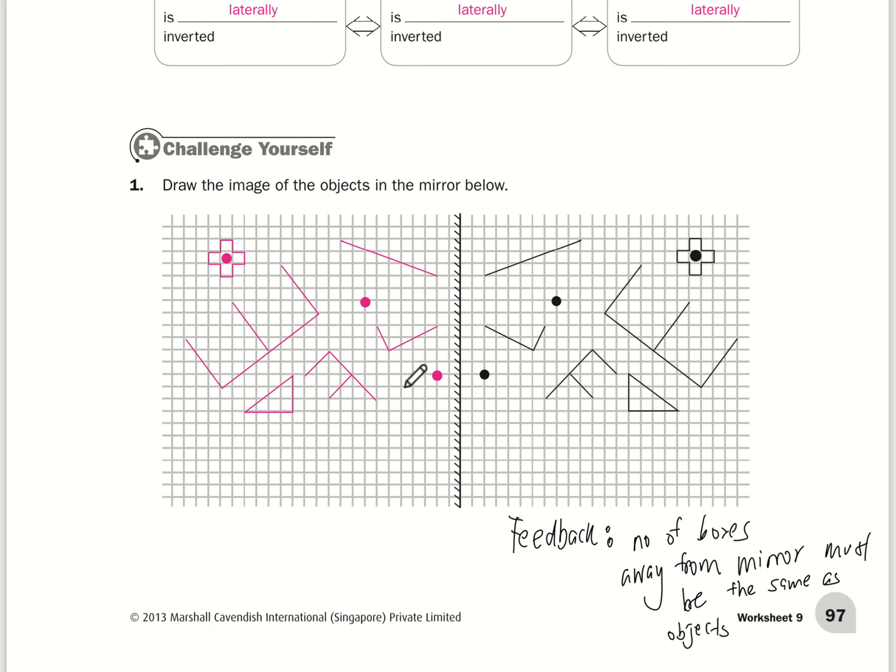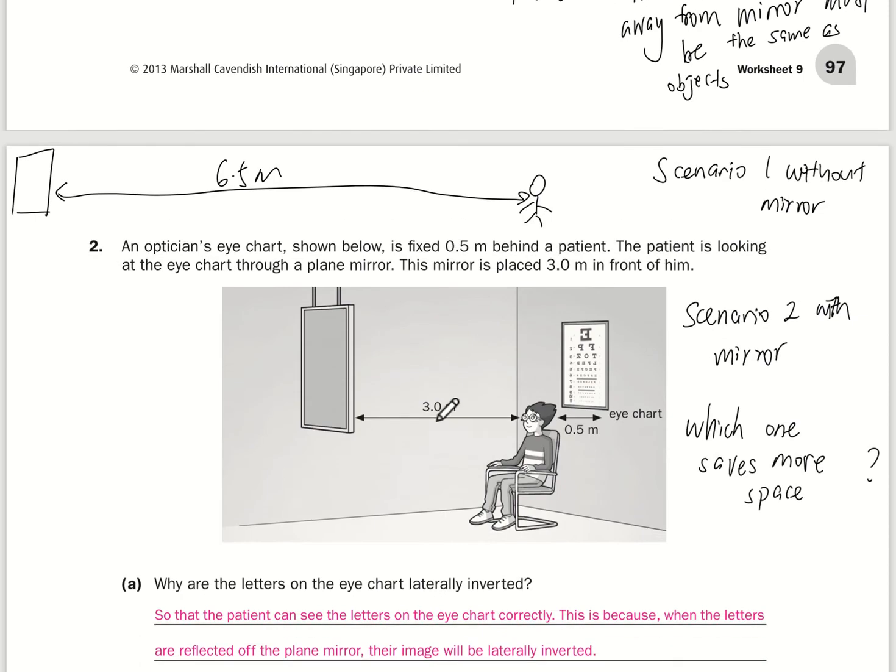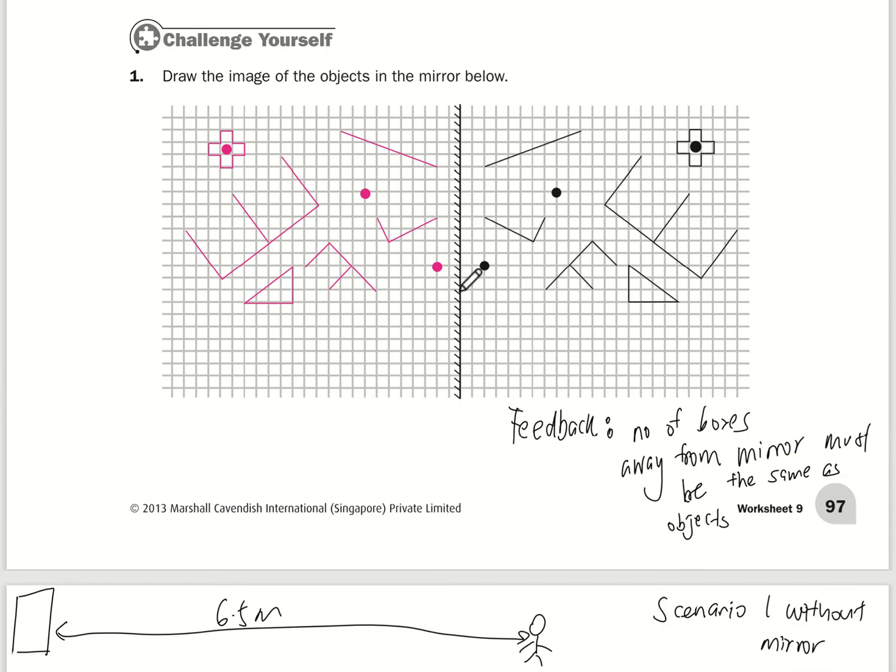Okay, so a quick feedback on what I saw when I was marking the papers. The number of boxes away from the mirror must be exactly the same as the object. So if you see two boxes here, the image that you draw must also be two boxes away. So here two boxes, the image should be two boxes as well. I noticed that when you were drawing the image, some of you missed by one box, which is wrong also. So that's why you need to count the number of boxes properly before you draw. And please use a ruler to draw as well. Don't shortcut.